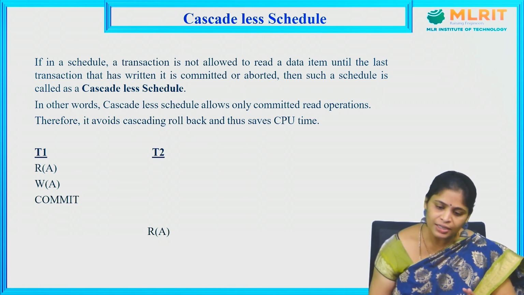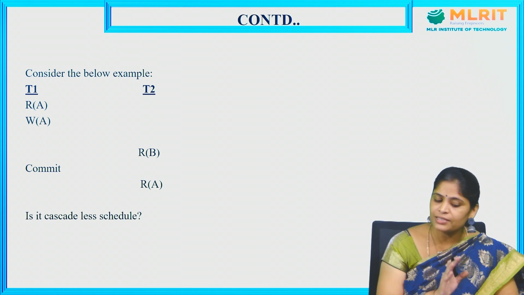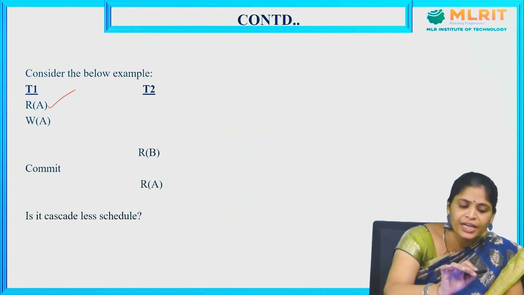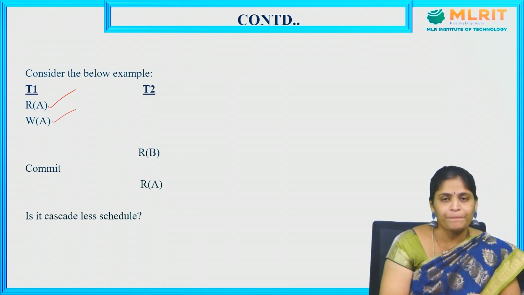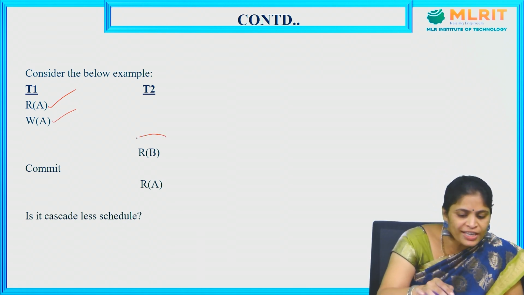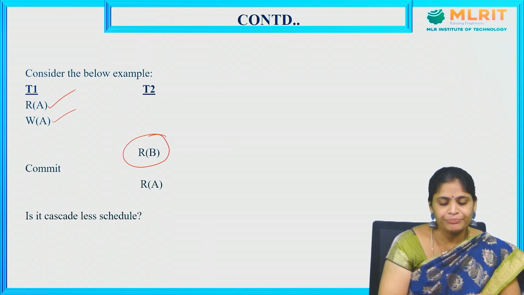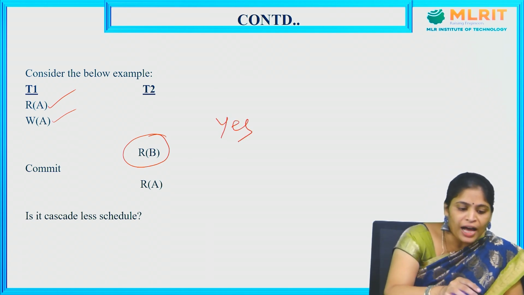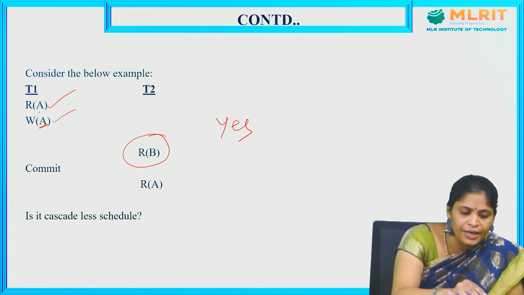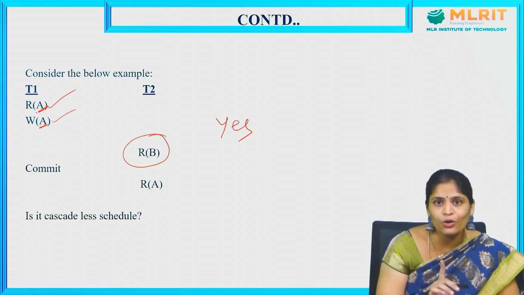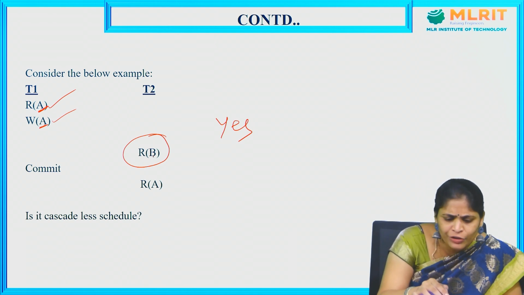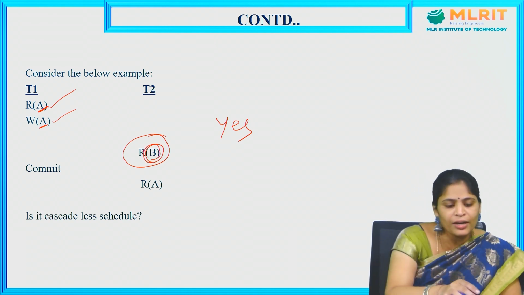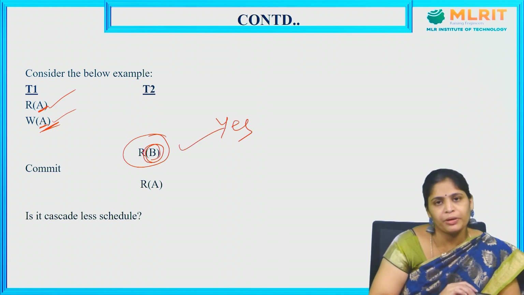Let us consider the second example, whether it is a cascadeless schedule or not. Here, T1 is reading a data item A, T2 is writing data item A, and T2 is reading data item B. Is this correct? Yes, it is correct. What I have said is that until the commit operation, we must not allow another transaction to read the same data item. But here T2 is reading data item B, which is a different data item, not the one in T1. So it will be allowed.